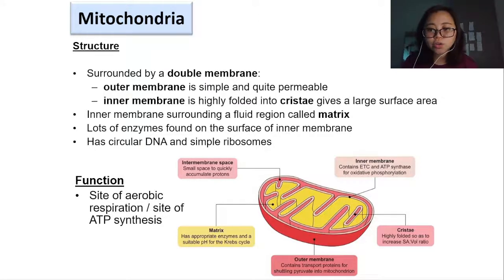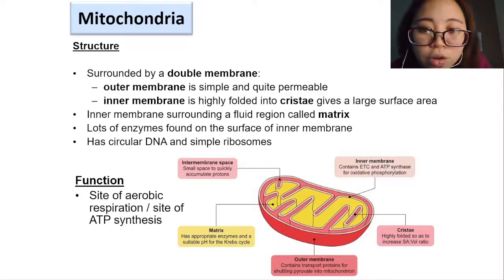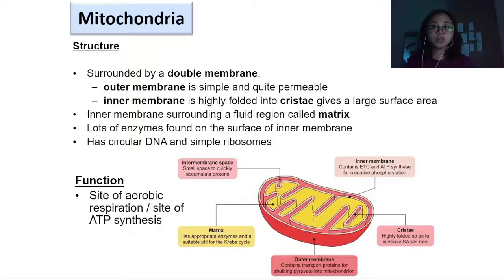The inner membrane of the mitochondria has a fluid region inside called matrix. There are lots of enzymes that can be found on the surface of the inner membrane, and the mitochondria has its own DNA and simple ribosomes. Why? Later you can find out why. But basically, you should know that the mitochondria does have its own DNA, and it does have its own form of small, simple ribosome. Okay, the function of the mitochondria, if you don't already know, is it is the site of aerobic respiration, or you can also say it is the site of ATP synthesis. Energy is produced in the mitochondria.